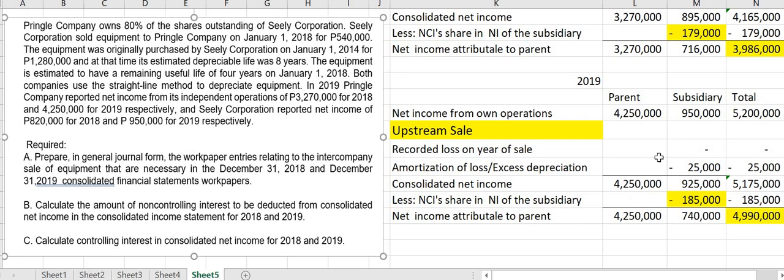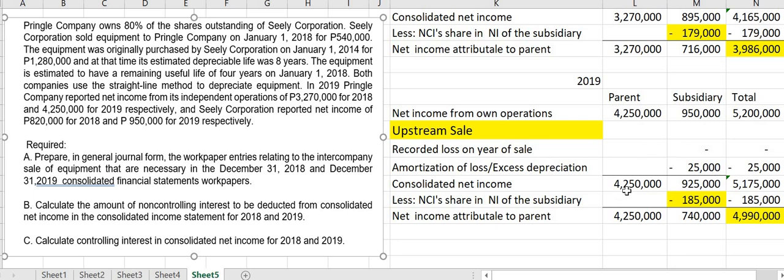Okay, but for the year 2019, we have net income from own operations of the parent amounting to 4,250,000, and then for the subsidiary we have 950,000. We have 5,200,000 in total. So for 2019, this is actually the second year after the sale. So we'll adjust lang the loss in the year of sale. So therefore, we'll no longer adjust the loss for the second year. Pero we are to amortize the loss for the subsequent year. So we'll record the amortization of loss for 25,000.